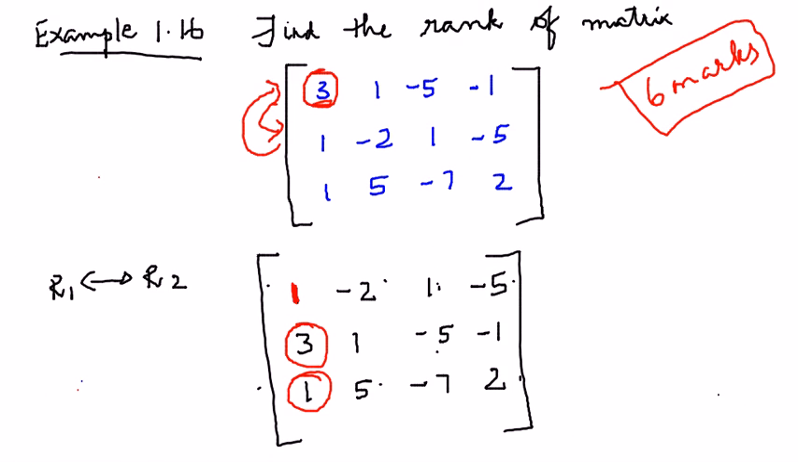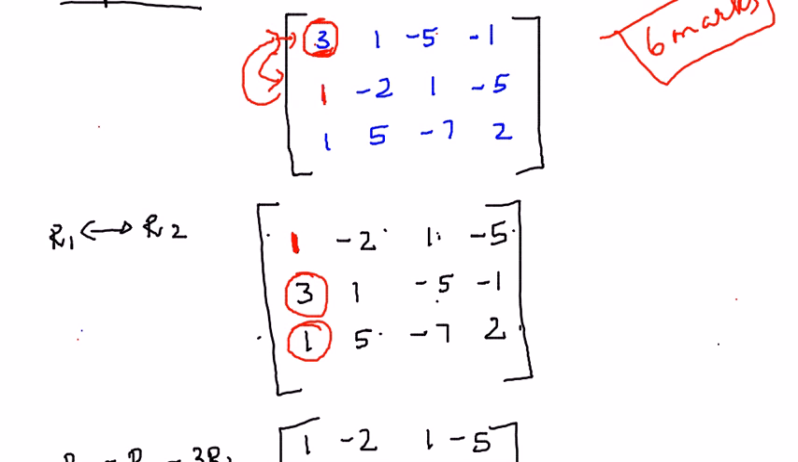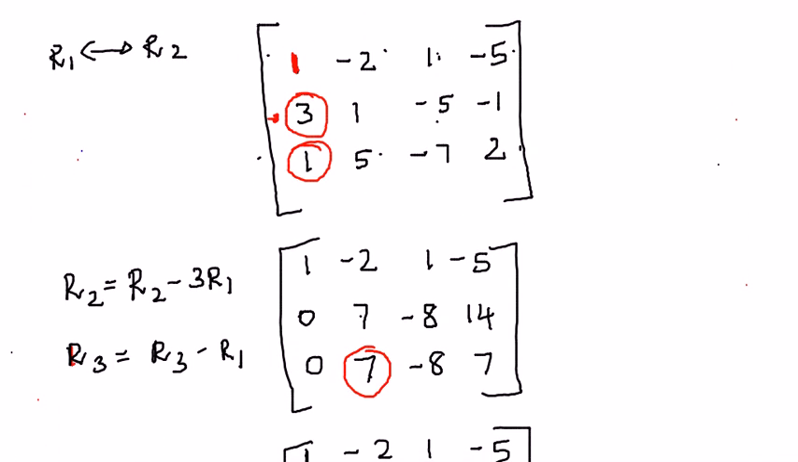So just some basic rules to remember. Always ensure that the first element is 1. Because of that we are interchanging row 1 and row 2, because we want this to become 1. You can also divide by 3 to make this 1, but it becomes a little more complicated. You will get 1 by 3 and minus 5 by 3 and have to work with fractions. So instead, interchange row 1 and row 2, and make this element 1.